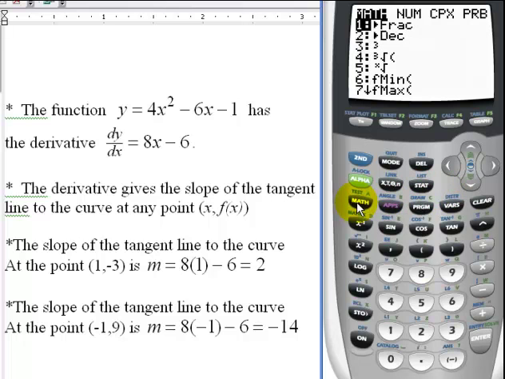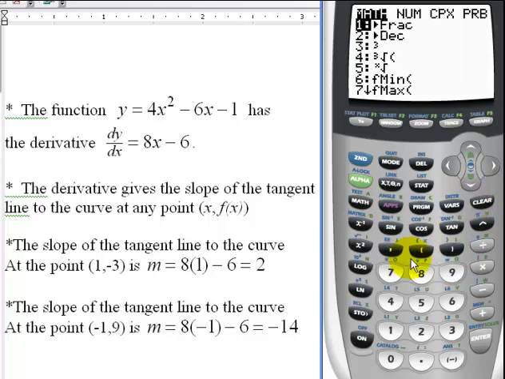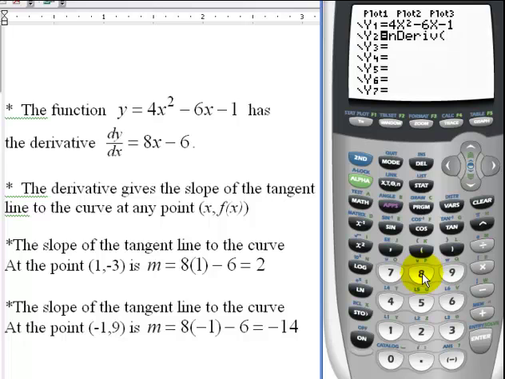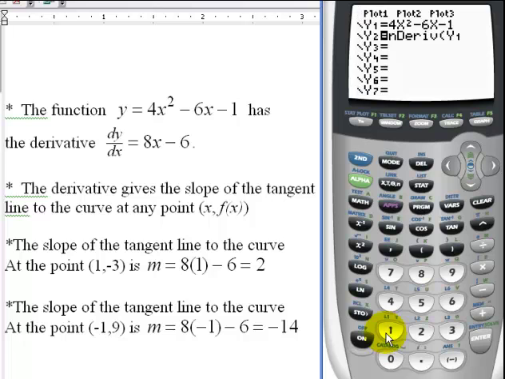So I'm going to go math 8 and call out the nderiv into y2. Okay, again, my blinking cursor was in y2, and I did math 8 and I called nderiv into y2. So I'm going to take the nderiv of y1. So I'm going to do vars, arrow to y vars, call out function, call out y1. Or I could just type the equation 4x squared minus 6x minus 1.